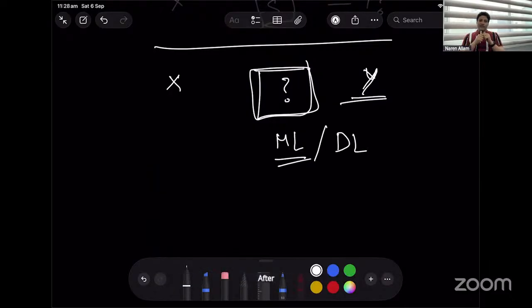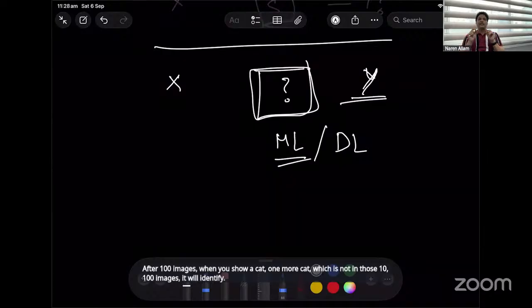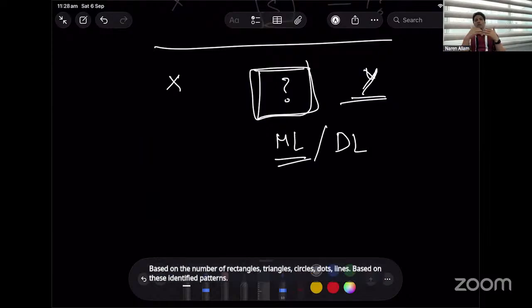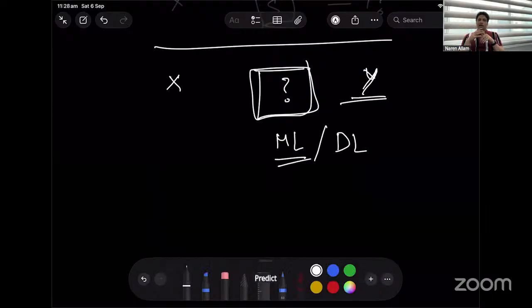After 100 images, when you show one more cat, which is not in those 100 images, it will identify based on the number of rectangles, triangles, circles, dots, lines, based on these identified patterns. If it is almost nearest to a cat, it usually predicts that is a cat. So it happens in multiple layers, which are called neural network layers.